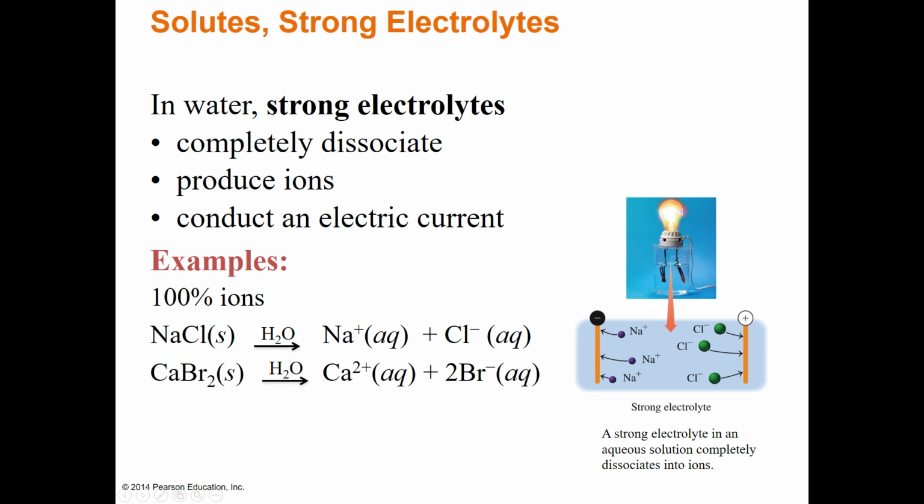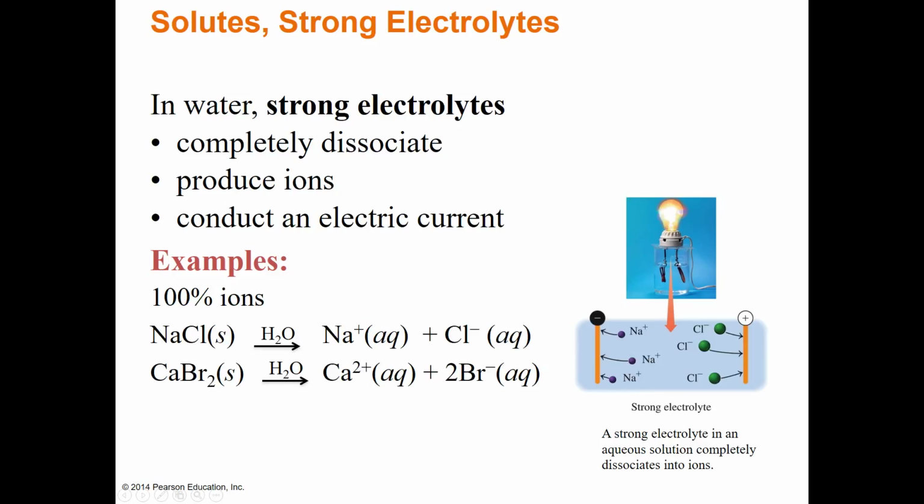In water, strong electrolytes completely dissociate, produce ions, conduct an electric current. For example, sodium chloride would break down into sodium and chloride completely, meaning there's not going to be any sodium chloride intact particle left. And same thing with calcium bromide. One calcium bromide particle would break down into one calcium and two bromides because there's two bromides in there. And both of these solutions would give you a lot of conductivity, and you'd get a really bright bulb.